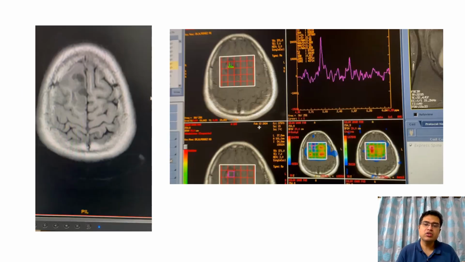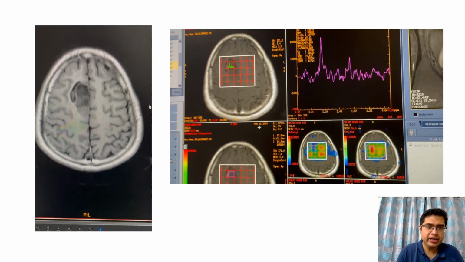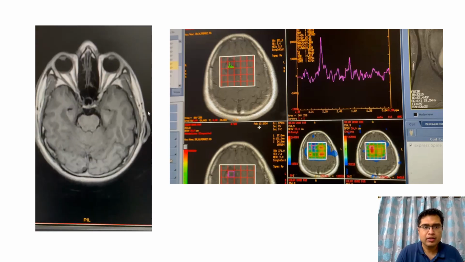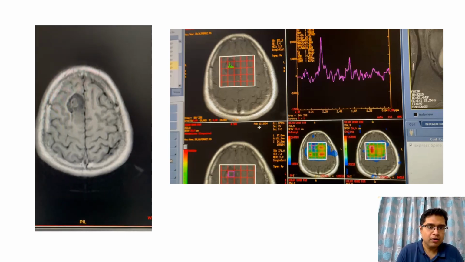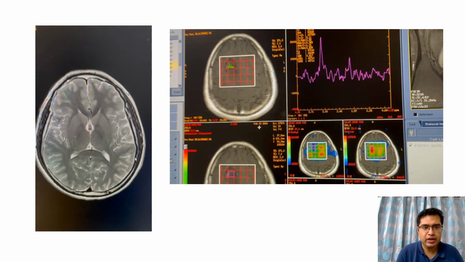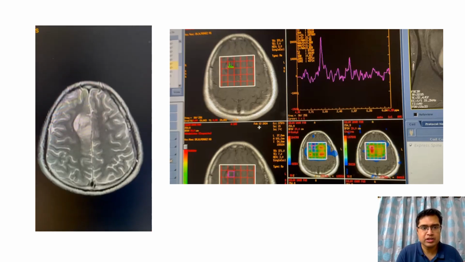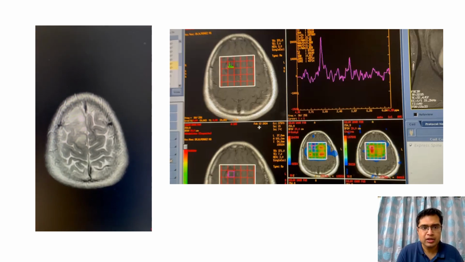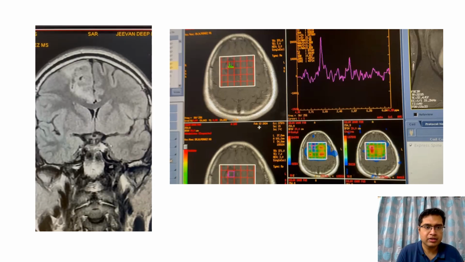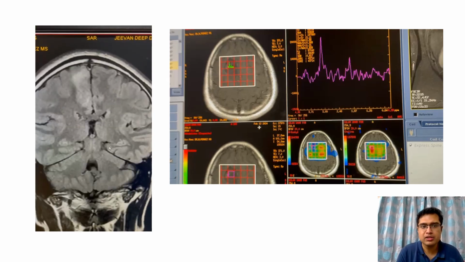So coming to our next case, here we have a young 25-year-old male who presented with headache, and this is the MRI done for this patient. These are the axial T1 weighted images where we can see one hypointense lesion in the high frontal parafalcine region. These are the T2 weighted axial sections where we can see a heterogeneously hyperintense lesion in the right high frontal parafalcine region.